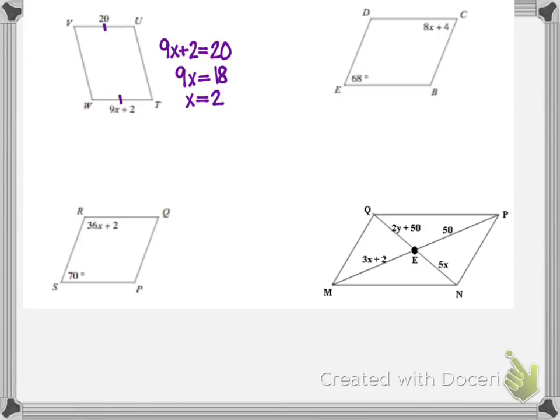Over here on the next one, we have opposite angles. Opposite angles are congruent. So I'm going to go ahead and set those two equal to each other. Since opposite angles are congruent, 8x plus 4 equals 68. And then to start solving, I'm going to go ahead and subtract 4. So 8x equals 64. Then I'll divide by 8 on both sides, and x will equal 8.